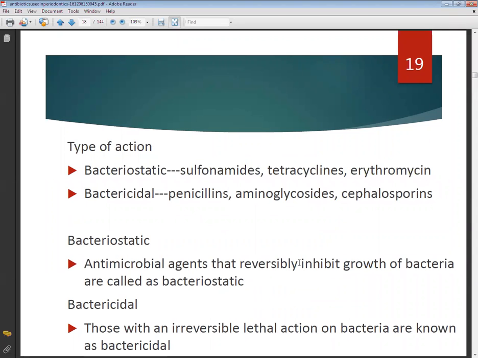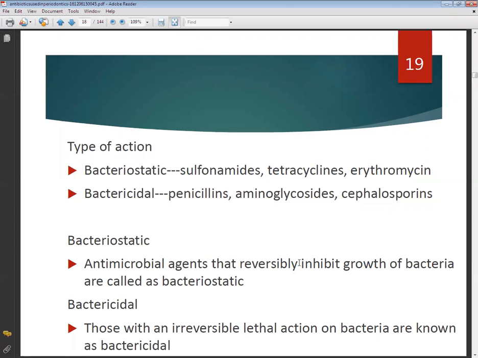Also, antibiotics are classified based on type of action, whether they are bacteriostatic or bactericidal. Mostly, whatever drugs you use in treatment of periodontal disease should be bactericidal rather than bacteriostatic. Examples of bacteriostatic drugs are sulfonamides, tetracyclines and erythromycin. Examples of bactericidal drugs are penicillin, aminoglycosides and cephalosporins.